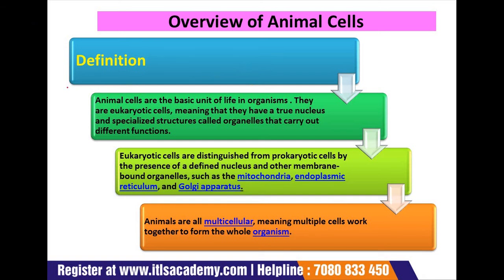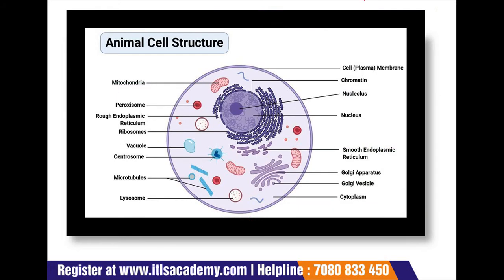So we can define it: animal cells are the basic unit of life in an organism. They are eukaryotic cells, meaning that they have a true nucleus and specialized structures called organelles that carry out different functions. Animal cells do not have plant-specific organelles like the cell wall, which supports plant cells, or chloroplasts, the organelles that carry out photosynthesis. In this picture we can see the structure of an animal cell.